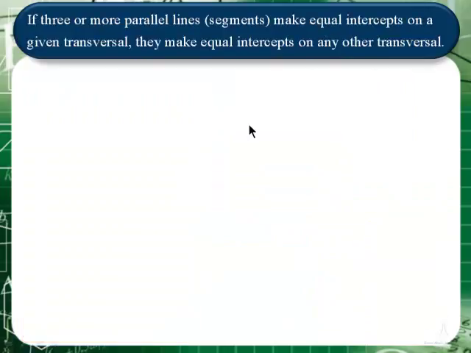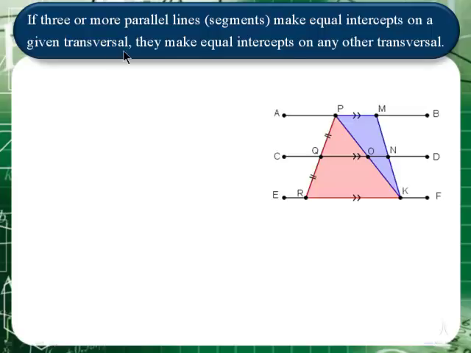We would like to prove one more important fact, and that is if we have three or more parallel lines, like in this case we have the parallel lines AB, CD and EF, that make equal intercepts on a given transversal. So we have the transversal PQR such that PQ is equal to QR. Then these three parallel lines will make equal intercepts on any other transversal.